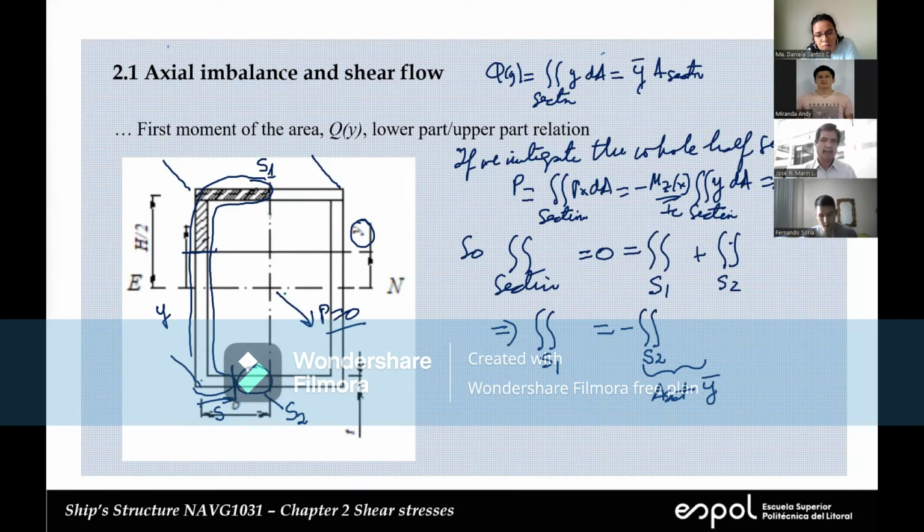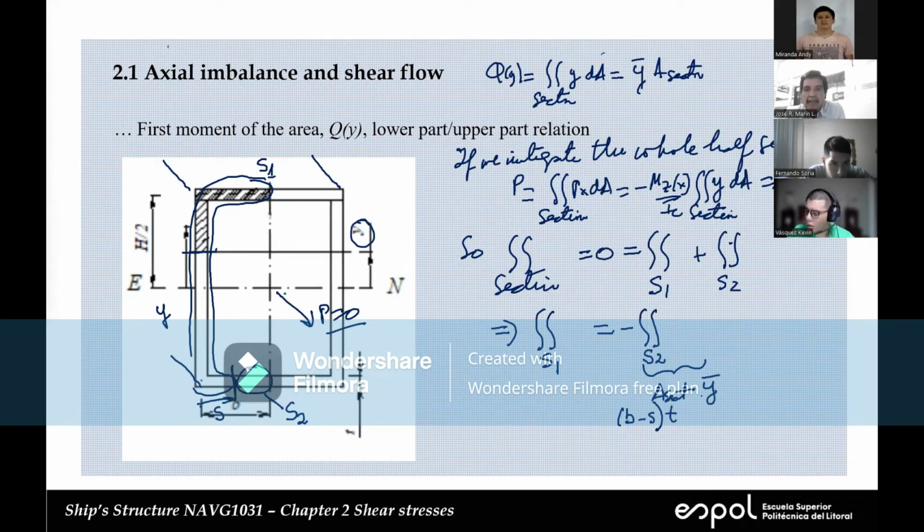B minus S, right, that's the length, times T. Yes, so that's the area. And Mr. Vasquez, what would be y average? It's going to be H over 2 plus... no, come on. H over 2 is fine, but we need something else there.